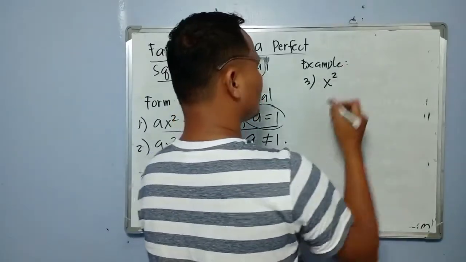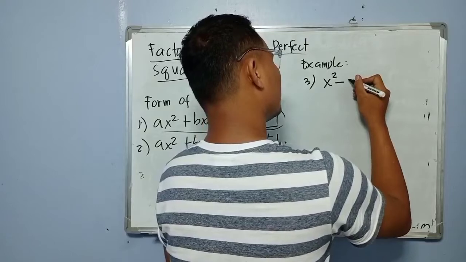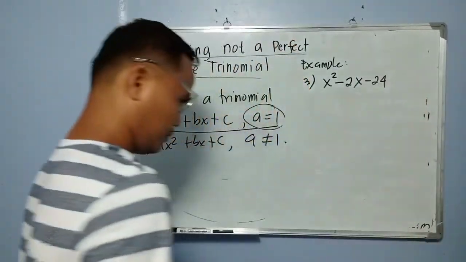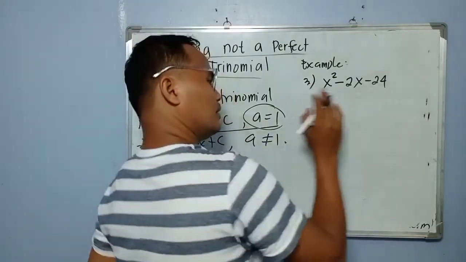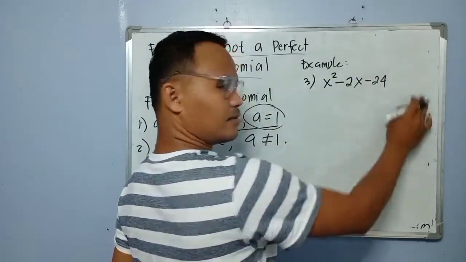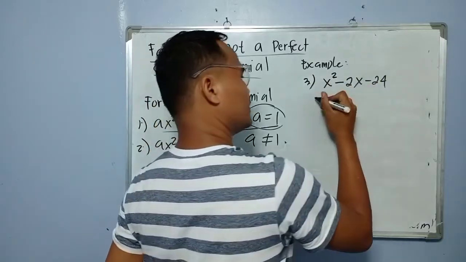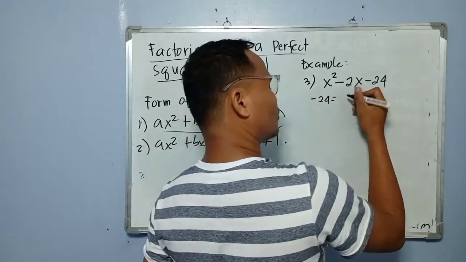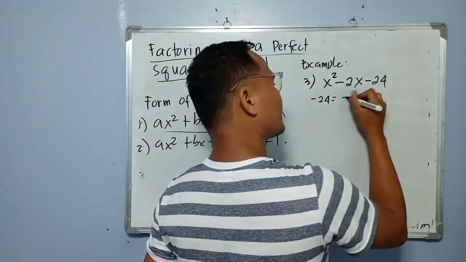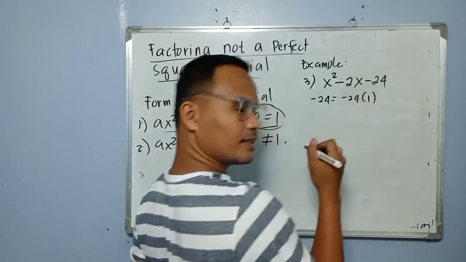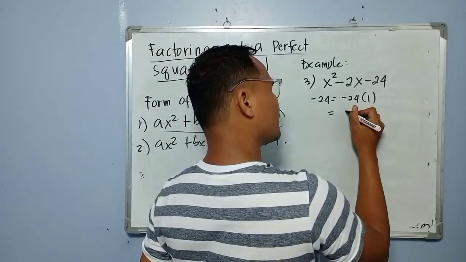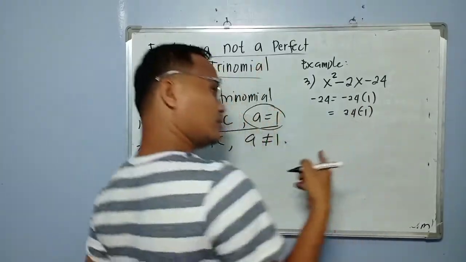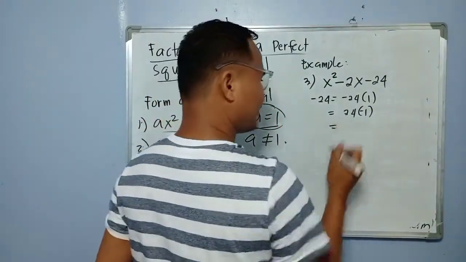x squared minus 2x minus 24. List all the factors of the third term. It's negative 24. Negative 24 is equal to negative 24 times 1. It's also equal to 24 times negative 1.